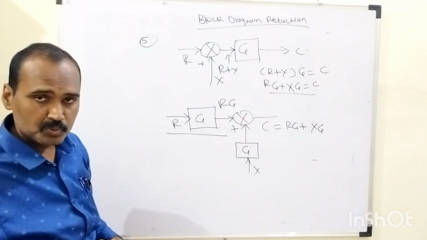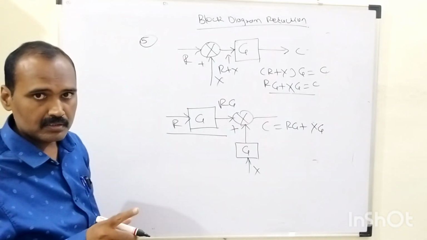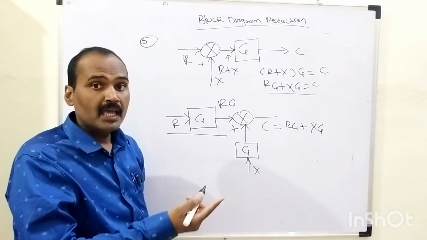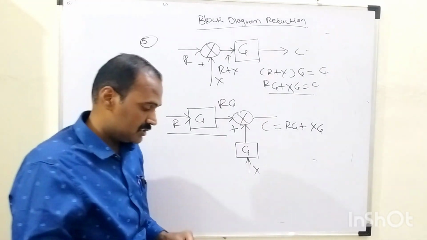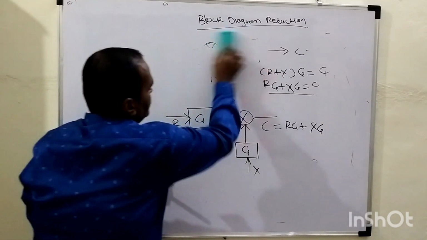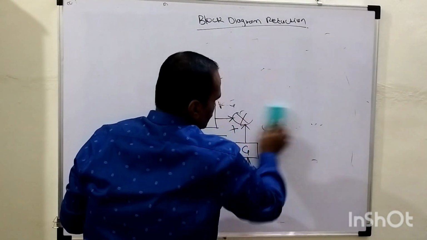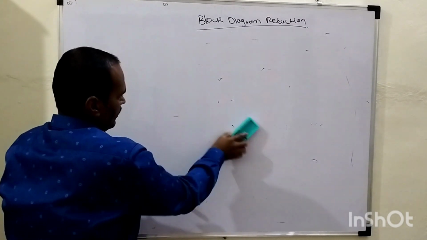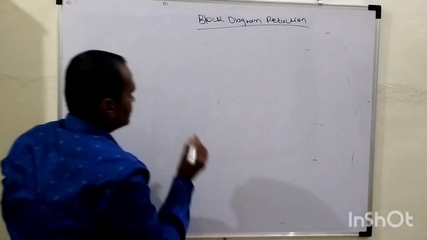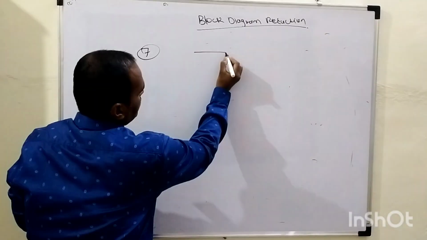Now as far as the remaining two rules are concerned, these two rules belong to the takeoff point: how to shift the takeoff point before a block and how to shift the takeoff point after a block. So one by one we will learn these two reduction rules belonging to the takeoff point in the block diagram reduction technique, right? So immediately we go for rule number 7. In this, how to shift this takeoff point before this block.